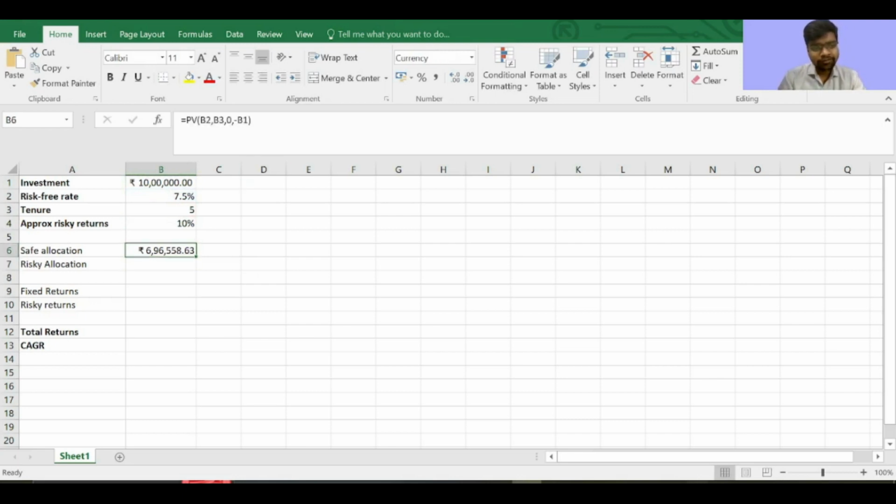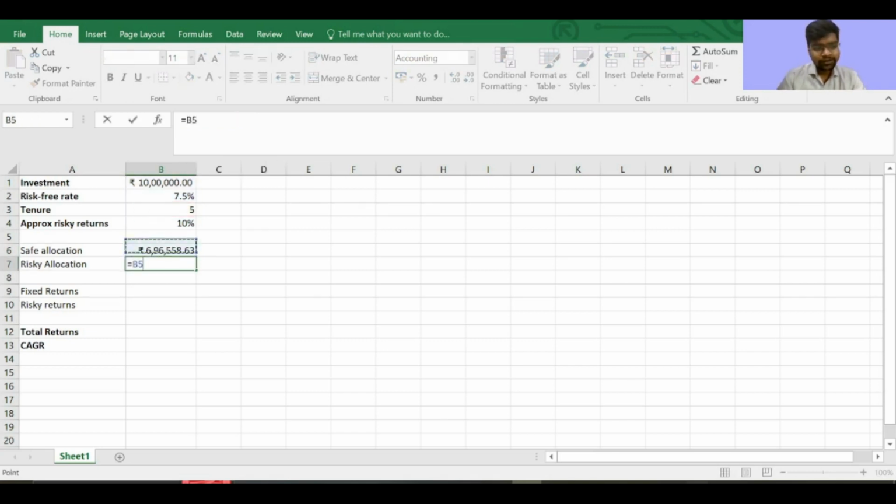The reason I have put a negative before the cell B1 is because if I remove this, then you will get to see a negative value, which is true because in future if we're getting the money, then right now we have to invest. So considering the cash flow, it is a negative cash flow. As a result, the result shown to you is in negative, but I will just put a negative here so that it doesn't look ugly.